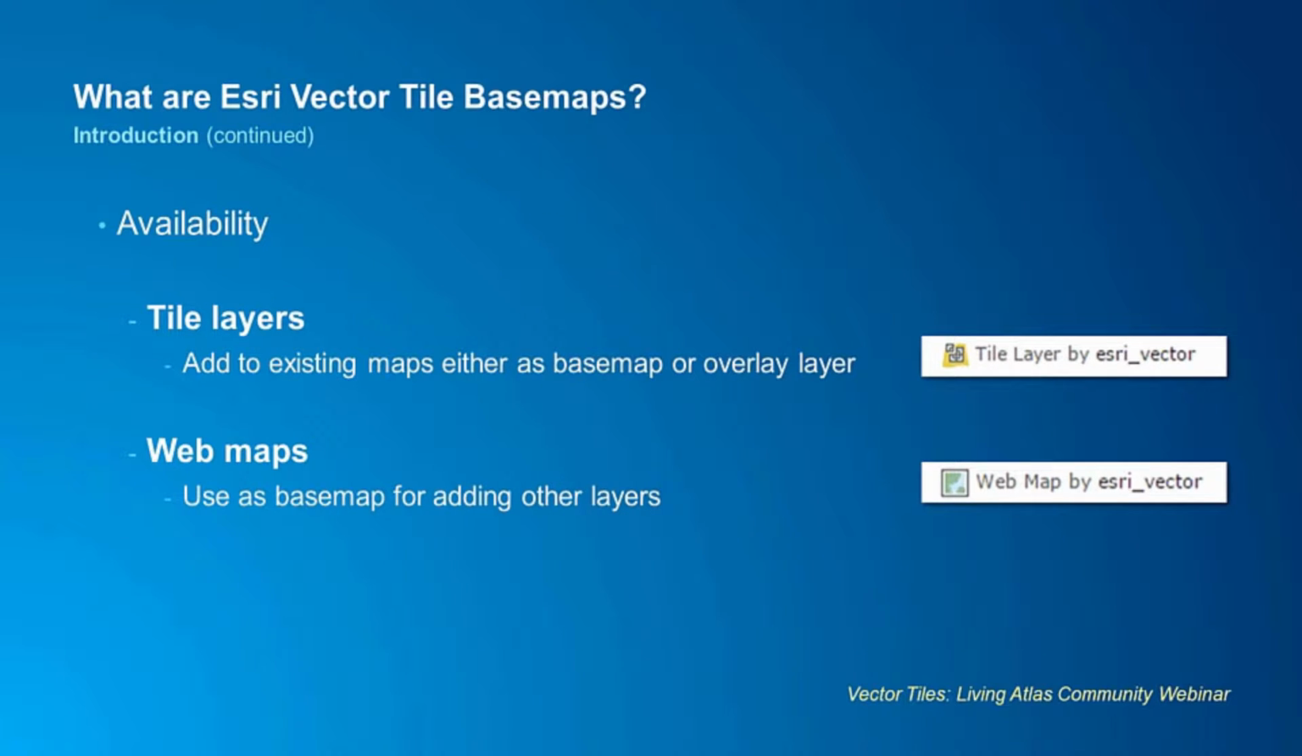How are they available? The vector tiles are published as tile layers where you can add to existing maps as a base map or as an overlay layer, or you can use them as web maps. And some of the web maps that we provide for our vector maps contain rasters underneath, such as the topo map includes a world hillshade, and the hybrid map includes the world imagery base map.